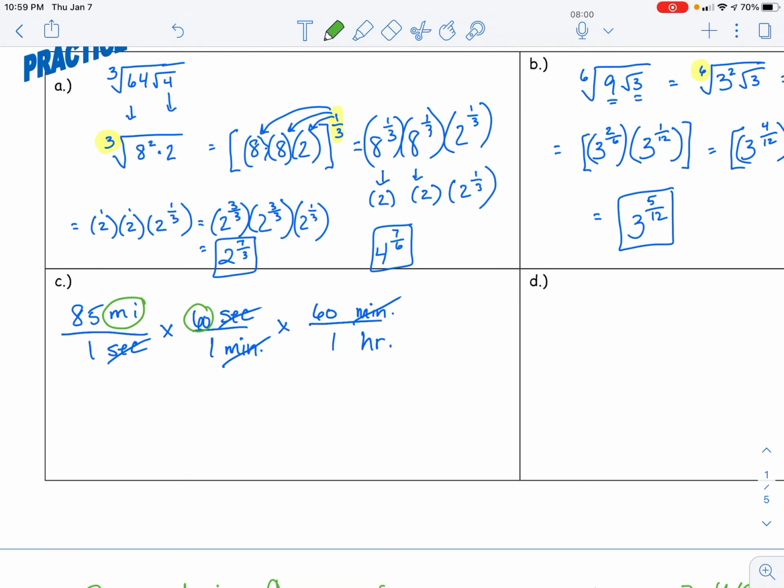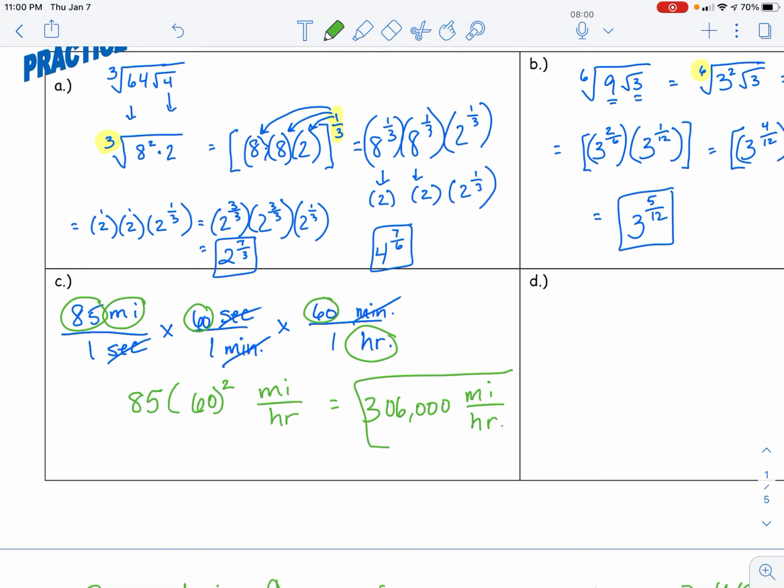Now let's go circle what we have. 85 with two 60s. We have miles and we have hours. So we successfully did that. So we have 85 times 60 squared miles per hour. If you work that out in your calculator, you're going to end up with 306,000 miles per hour as your answer.